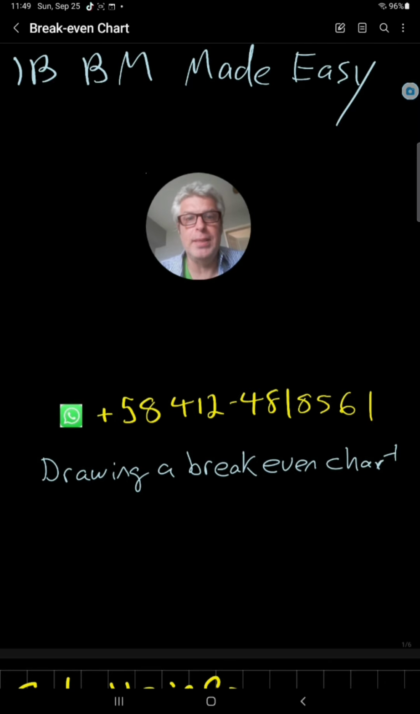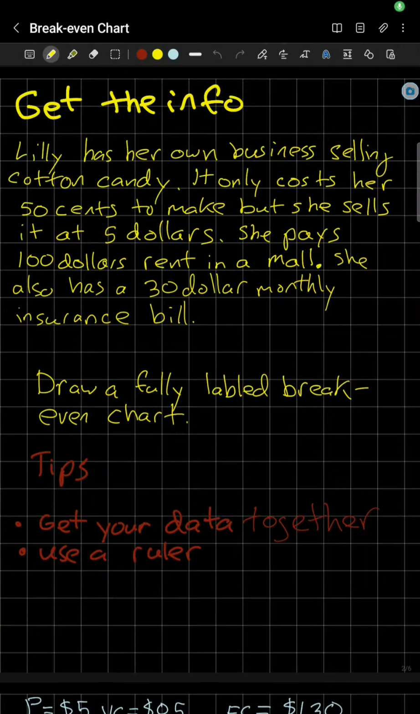Well, hope this helps. Here we have a typical IB-like question for business management. Lily has her own business selling cotton candy. It only costs her 50 cents to make, but she sells it at $5. She pays $100 rent in a mall. She also has a $30 monthly insurance bill. Draw a fully labeled break-even chart.